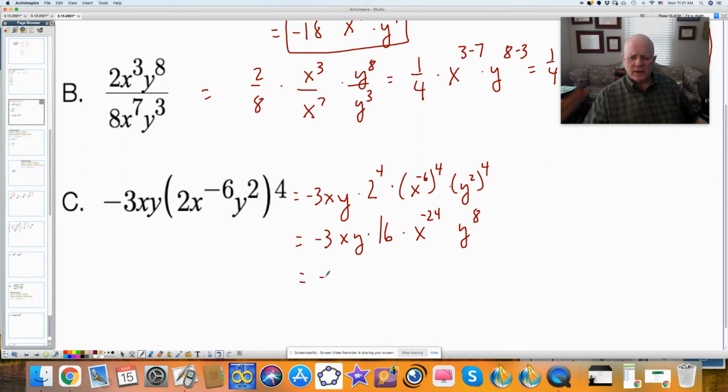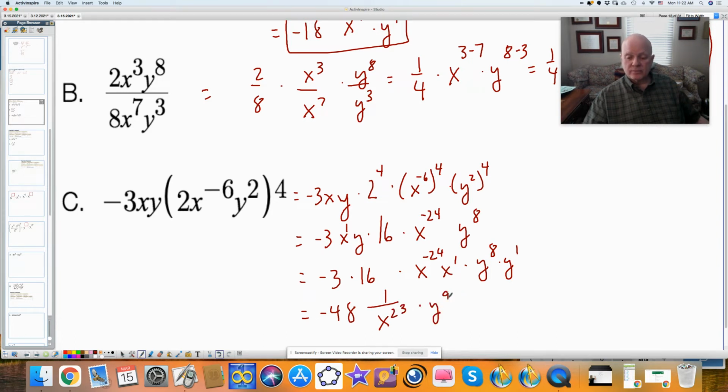And now we can put the like terms together. Negative 3 times 16 times x to the minus 24 times x to the 1, this is 1, times y to the 8th times y to the 1. And this is negative 48. Here we have x to the minus 23. When you add negative 24 plus 1, to make it a positive, I'm going to put it 1 over x to the 23. Did you follow that? And then we have y to the 9th.